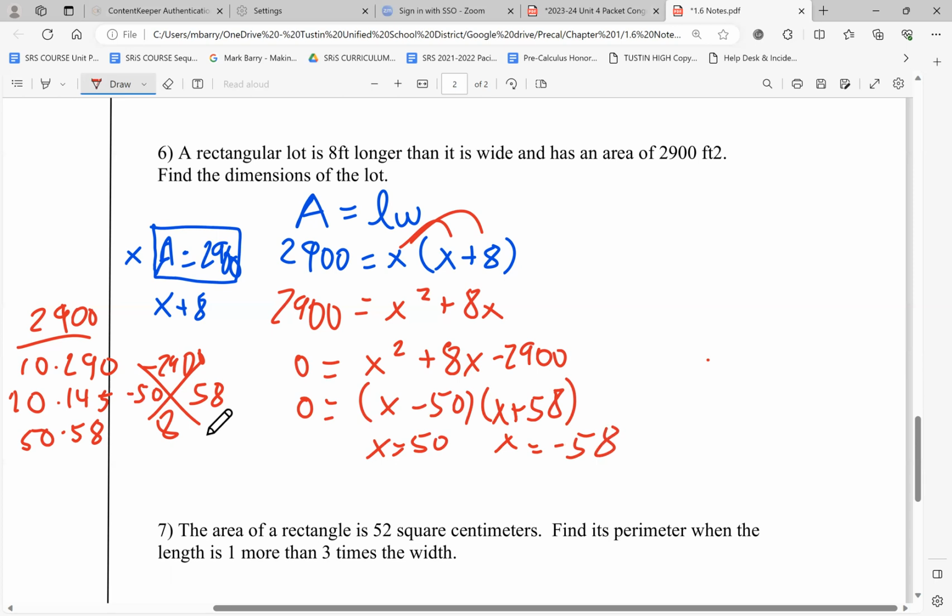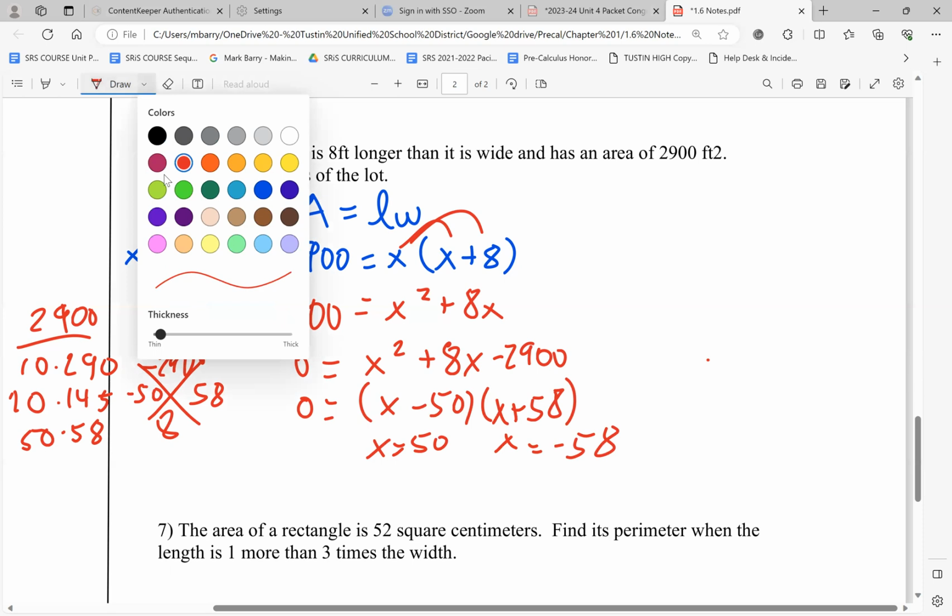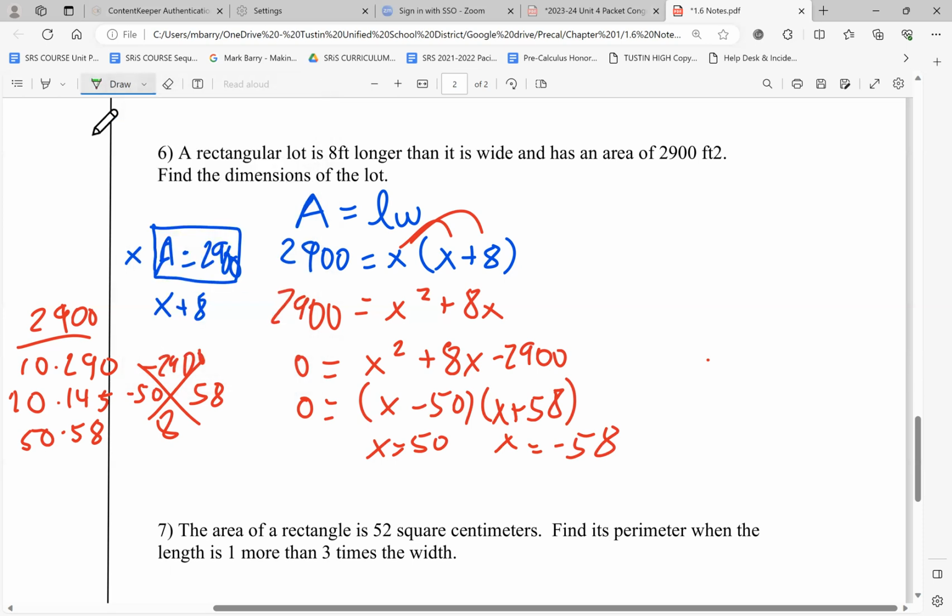Now, since these x's represent distance, I would cross off the negative answer here. It's correct mathematically, but it doesn't make sense in the context of the word problem to have a side length that's negative. And so we know that this side is 50. And then this other side, based on the formula, x plus 8 would be 50 plus 8.